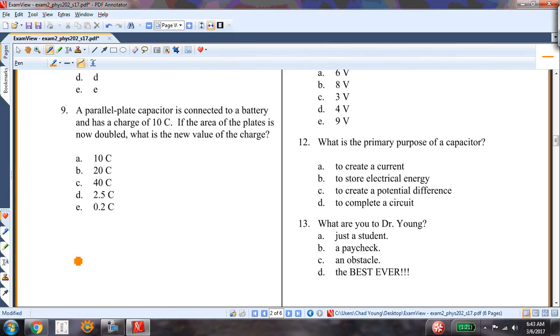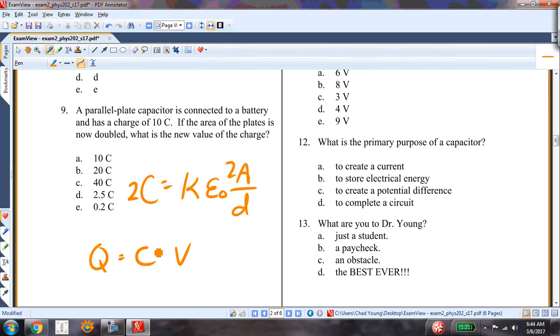A parallel plate capacitor is connected to the battery and has a charge of 10 coulombs. If you now double the plates, what happens to the value of the new charge? Well, capacitance is given by this. If I double this, I double this, and since Q is equal to CV, I double the charge. So where it was 10 coulombs, now it's 20 coulombs.